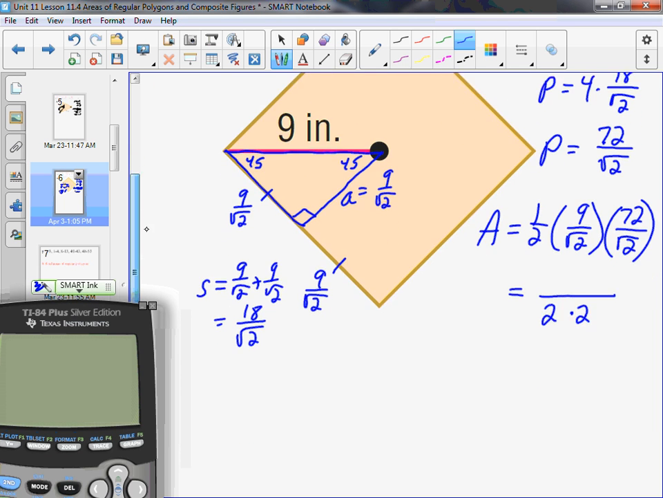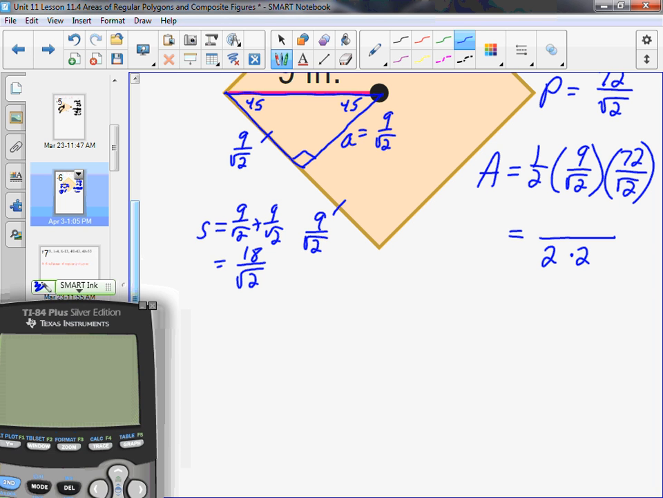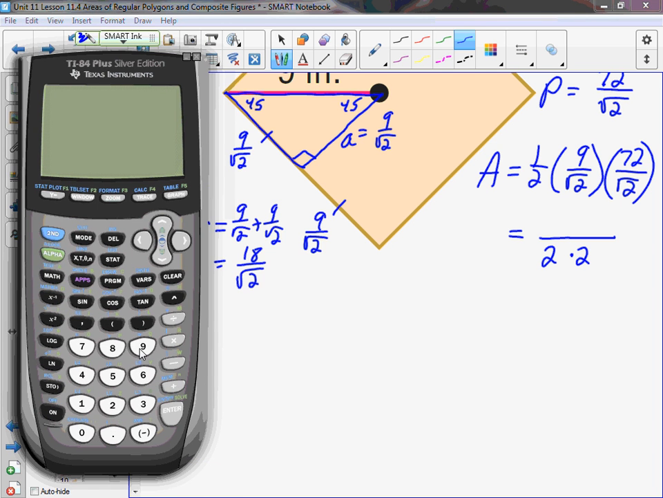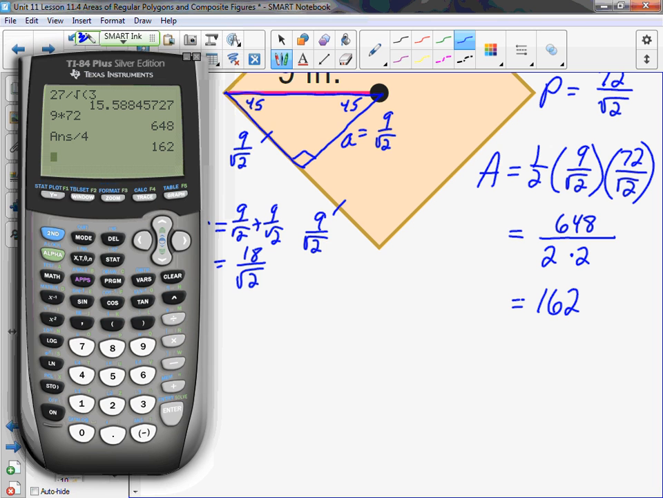And I can either multiply, well, let's just do it. Let's go ahead and multiply whatever 9 times 72 is. 9 times 72. So I get 648. Well, I know that 2 times 2 is 4. So I wonder what 648 divided by 4 equals. Oh, I'm done. I don't have to turn anything into a decimal. And this was in what? Inches. So inches squared. Questions?